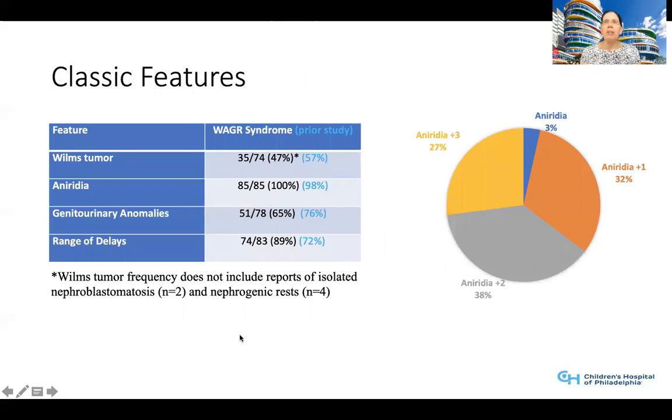Now here we are looking at the classic features of WAGR syndrome, and in light blue are the prior study results just to see how they compare to what we found. So we saw that 35 out of 74 patients, or about 50%, had Wilms tumor. 100% had aniridia. Genitourinary abnormalities were found in about 65% of patients, and there was a range of delays in development in about 90% of patients. And here's the breakdown of patients based on having just aniridia or one or more of these key features.